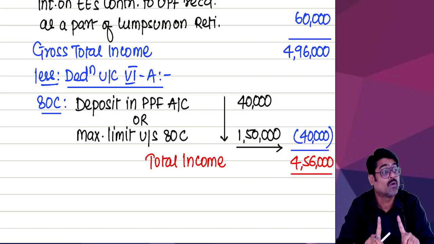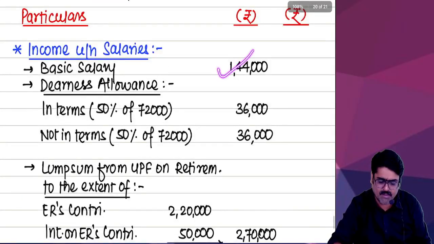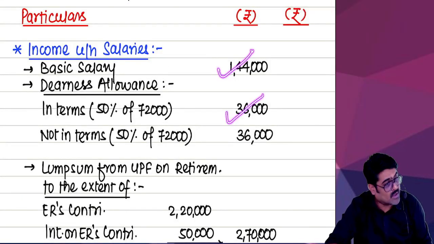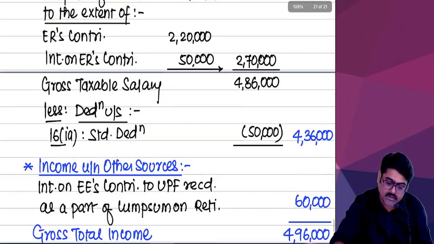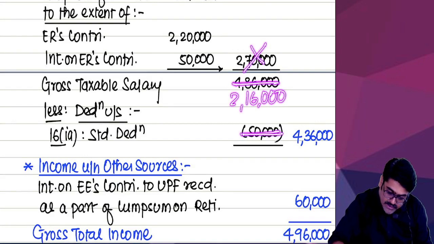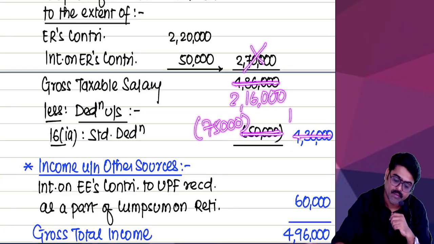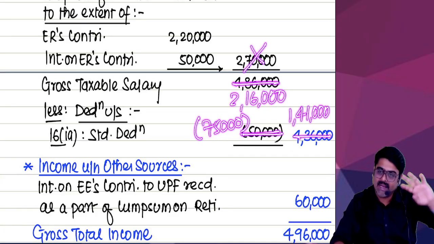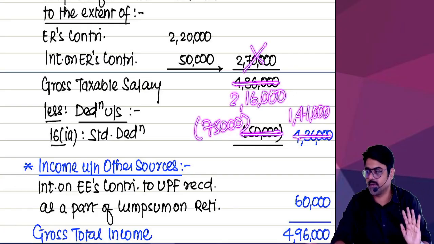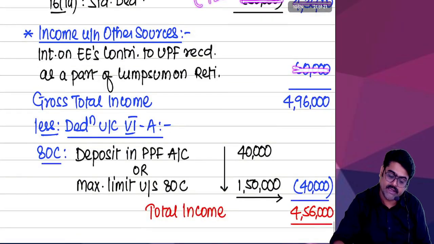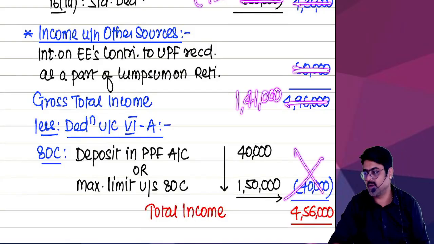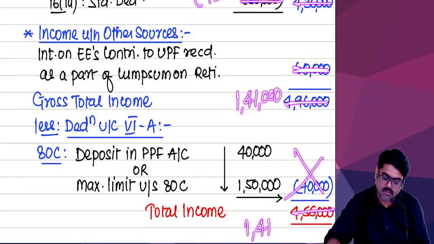If you don't follow 115BAC. But what if you follow 115BAC? Same. This will come, yes or no? This will also come. This is not going to come. So this will be 2,16,000. But instead of 50,000, now you will take the standard deduction of 75,000. So instead of 1,66,000, now it will become 1,41,000. And this will not come. So GTI will be 1,41,000. Getting my point? And this chapter 6 deduction will not come. So your total income will be 1,41,000.